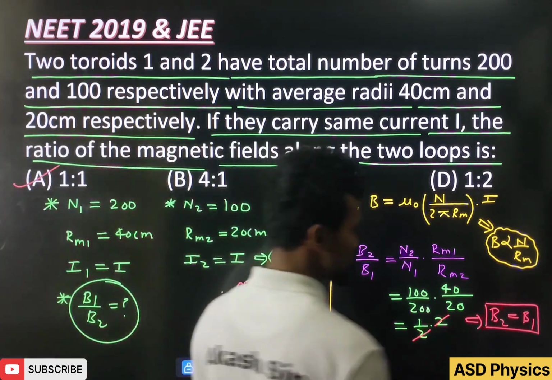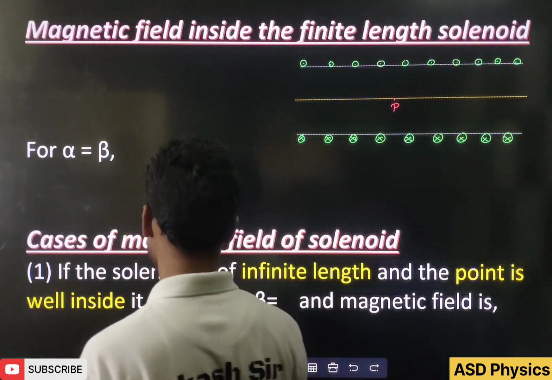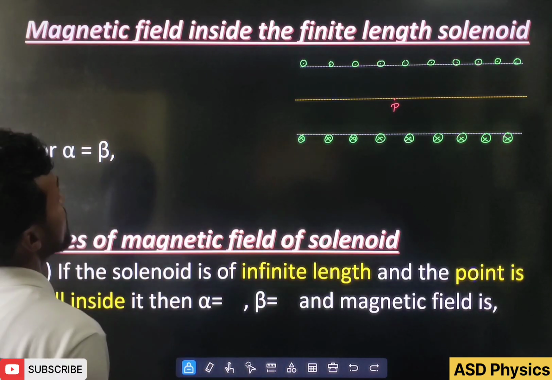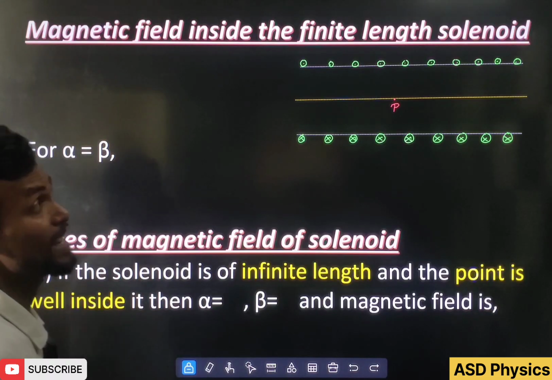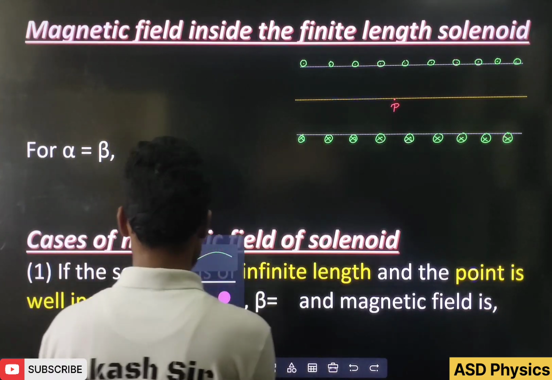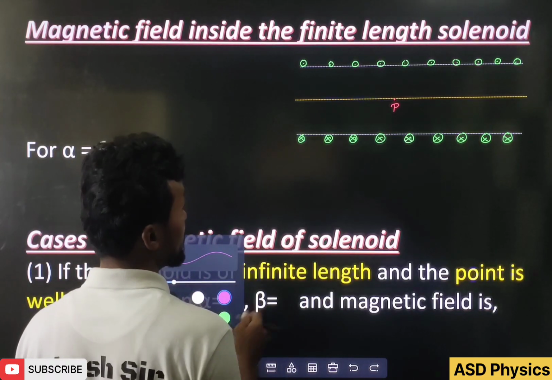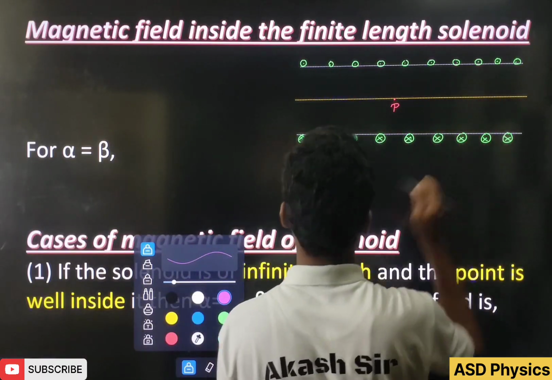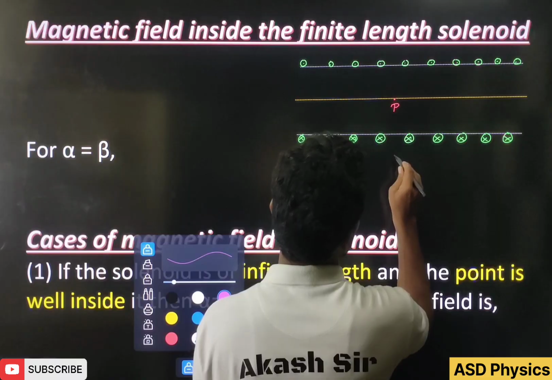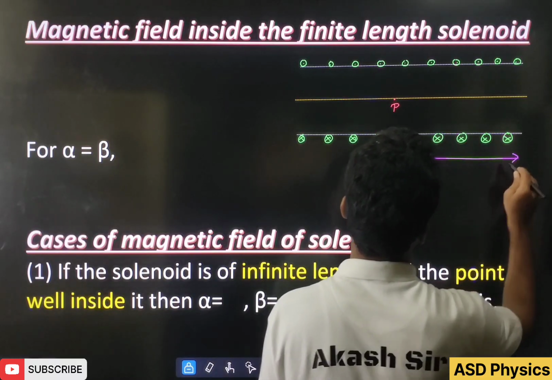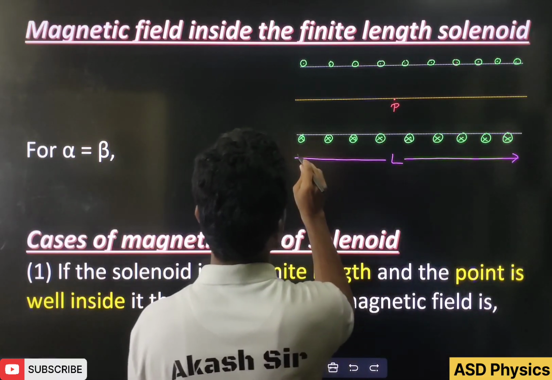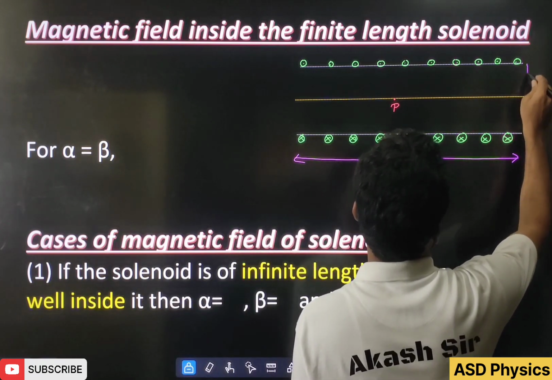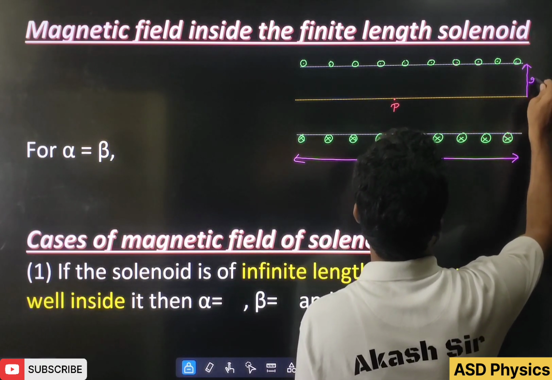Great. Now students, after learning all these things in finite solenoid, toroid and problems, now we'll see the magnetic field inside a finite length solenoid. Here again in the same fashion I have taken one solenoid, and this is one end of the solenoid and the other end of the solenoid. The length of the solenoid is L, and this is the radius.